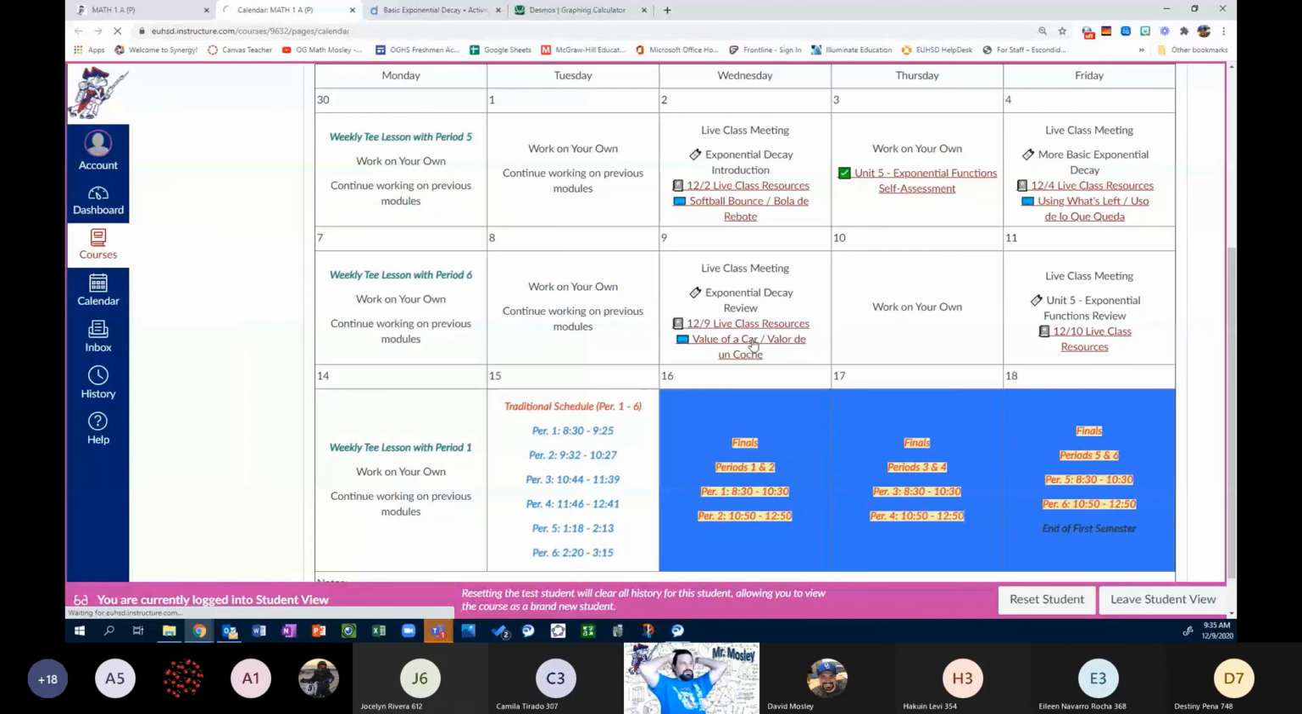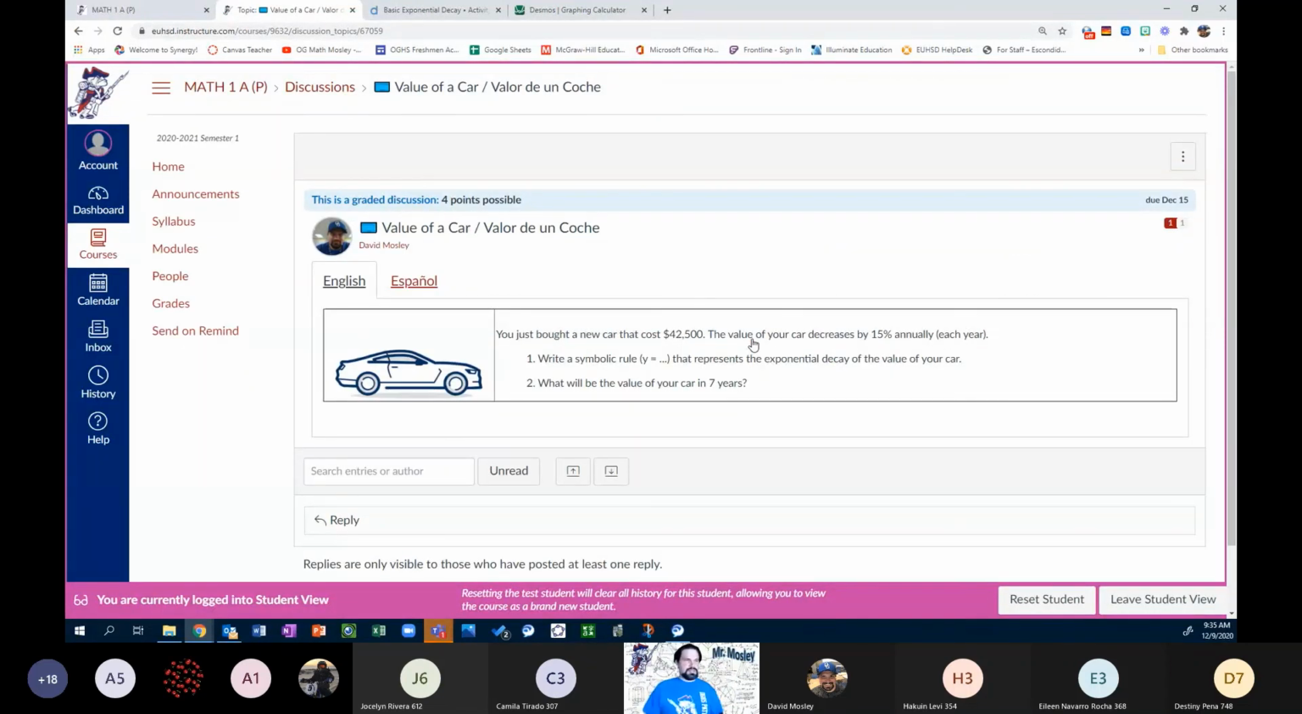All right. So to review our last discussion board, there are 2 questions on it. You just bought a new car, it costs $42,500. The value of your car decreases by 15% annually. You're going to write the symbolic rule, y equals, that represents the exponential decay of the value of the car. So remember, if it's losing 15%, the thing I multiply by is the amount that is kept. So if it lost 15%, it keeps 85%. And you need to determine what will be the value of the car in 7 years.